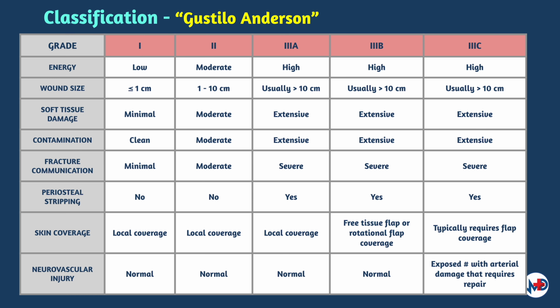This is the classification used for open fractures, called the Gustilo-Anderson classification. The severity of an open fracture depends upon several factors, such as the size and number of the fracture fragments, the damage to surrounding tissues, and the location of the wound and whether the soft tissues in the area have good blood supply.